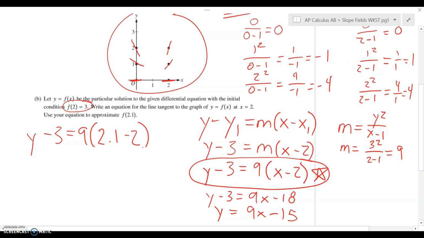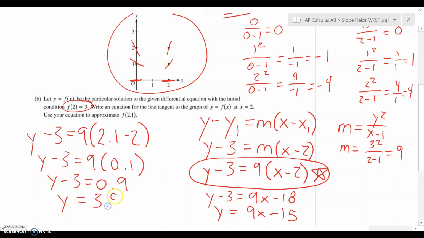The reason I like leaving it in this format is, one, I don't make a potential mistake. Two, I can do the 2.1 minus 2, and typically they set you up to make that an easier hand computation. 2.1 minus 2 is 0.1. You multiply 9 by that, and you're going to get 0.9. And then you add a 3, and you're going to get 3.9. And that's it. We're done with the problem.